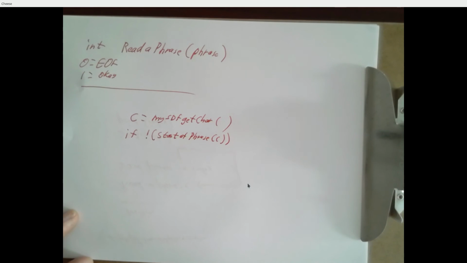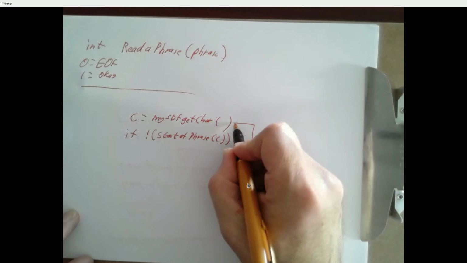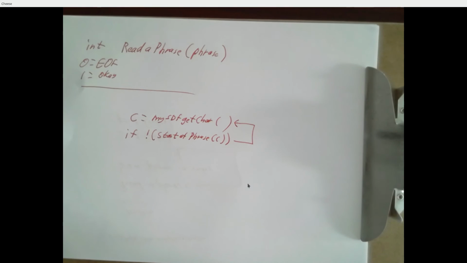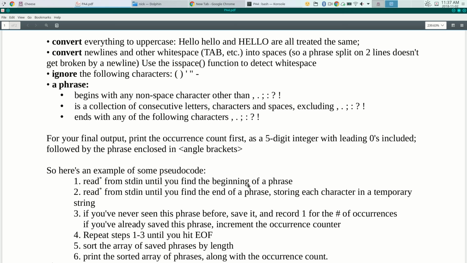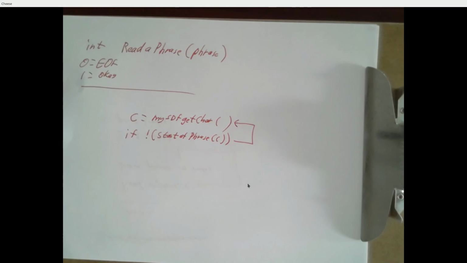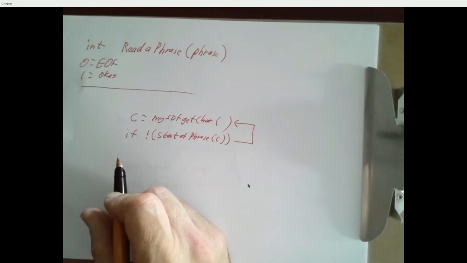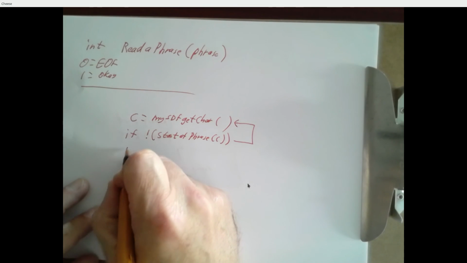If C is not the start of a phrase, I can go back here and read another character. And if that's not the start of a phrase, I'm going to go back and read another character. So I'm doing this first thing over here where I'm looking for the beginning of a phrase. And this start of phrase basically tells me, is my character something other than a space or one of those 6 punctuations? So it's just a big glorified if statement. So when I get down here, I know that C is the first character of my phrase. So I'm going to save that.